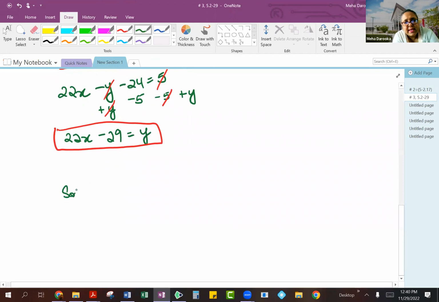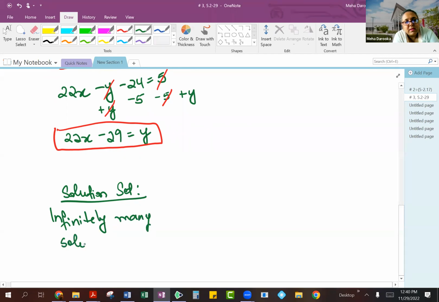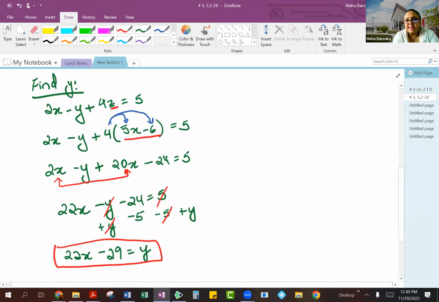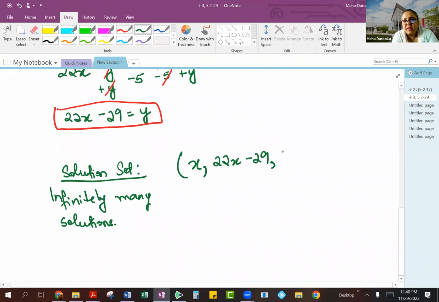So your solution set, of course, we know there are infinitely many solutions. And then our triple will be just x for the x variable. Your y, as you see, just came out to be 22x minus 29. And then, of course, we found z at the very first stage, which was 5x minus 6. So that'll go for the z.